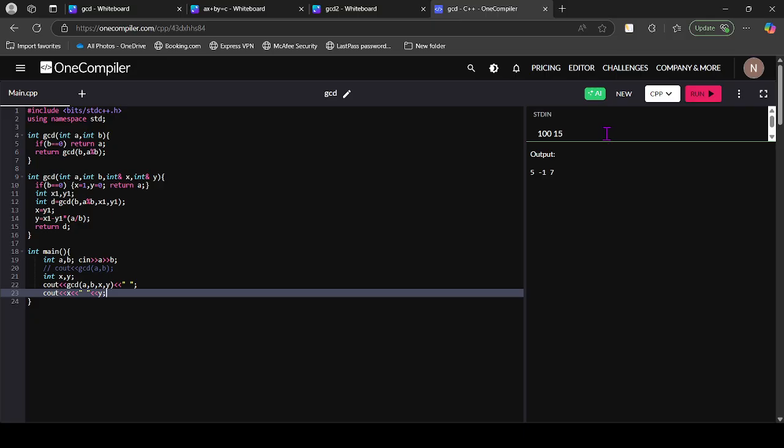So for example, the values are 100 and 15. We got that GCD is equal to 5, and one solution is x is equal to minus 1 and y is equal to 7. So 100 into minus 1 plus 15 into 7 is equal to 5. So the solution is satisfied.